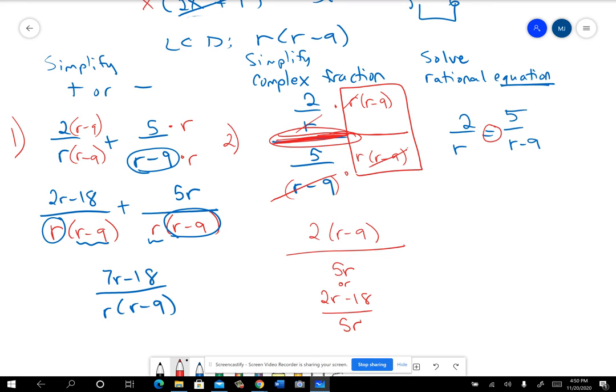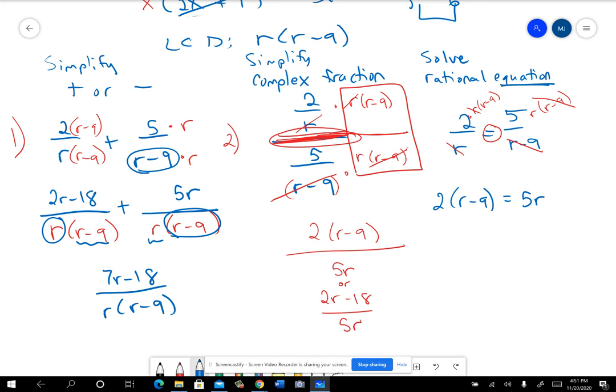All right, you can do something similar on this. What I can do is multiply both sides by R times R minus 9. Usually I just write it like this because that's the hardest part of these problems. They can be so much to write that you get overwhelmed. So if I multiply the left side by R times R minus 9, the R cancels, and I'm going to get a 2 times an R minus 9 left. On the right-hand side, the R minus 9 and the R minus 9 cancel, and I see a 5R over there.